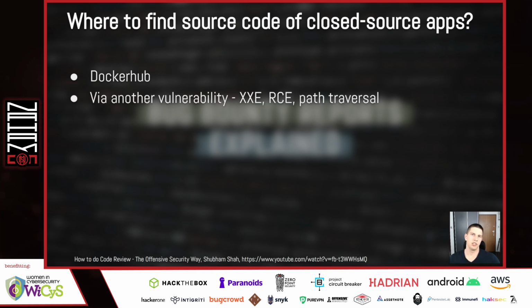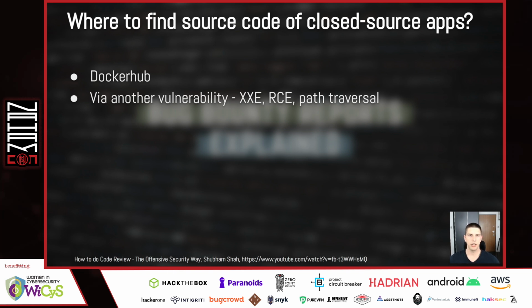The other one is just having another vulnerability that allows you to download the source code of the application. So XXE, path traversal. I was joking that when I get an RCE, my black box pen test becomes a white box pen test. But be cautious with this, because no matter if you are doing a pen test or a bug bounty, you probably should have permission to extract the source code. There are also other methods.